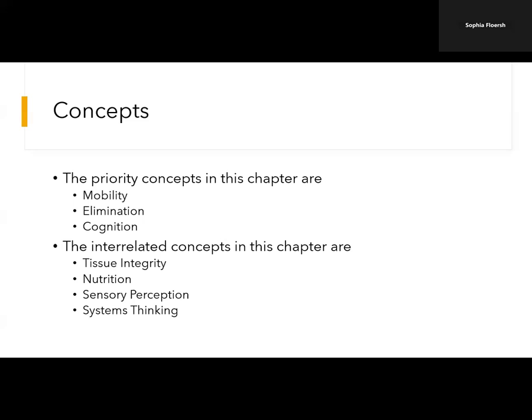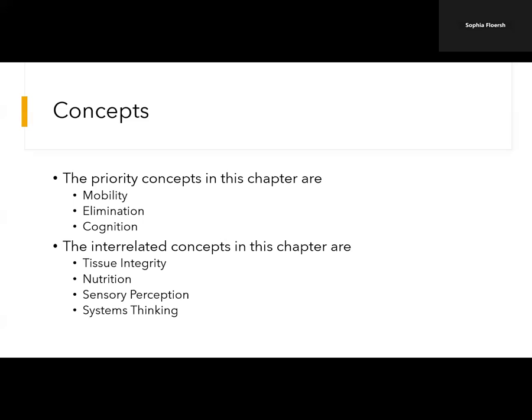So those are the primary or priority concepts that are in this chapter. Like I said, with your older adults, those are the big main three things you always want to ask yourself whenever you're dealing with an older patient. The interrelated concepts in the chapter are tissue integrity, nutrition, sensory perception, and system thinking. So all of these can kind of relate back to those priority concepts.